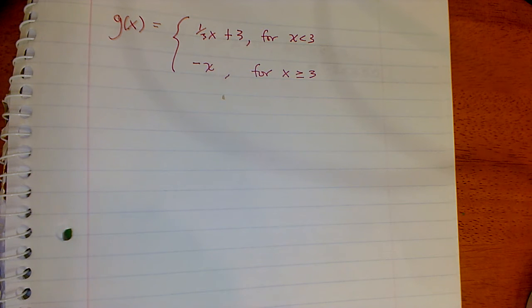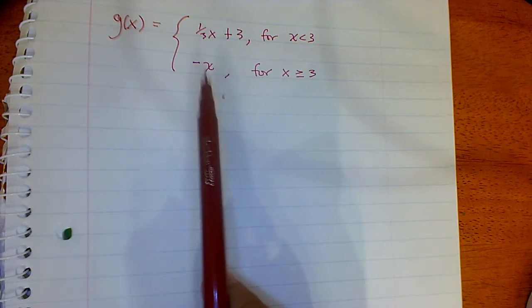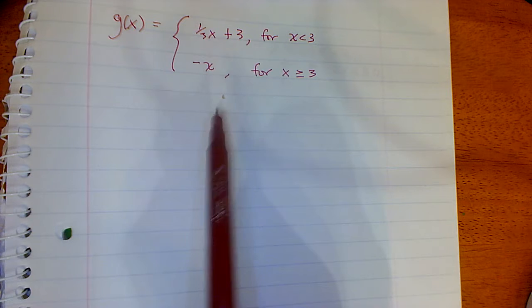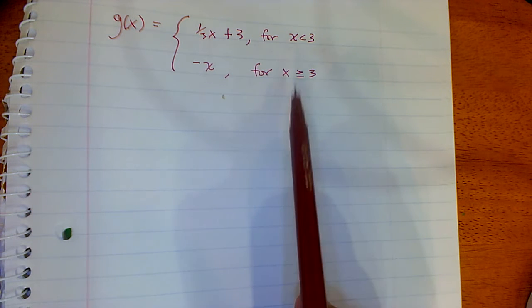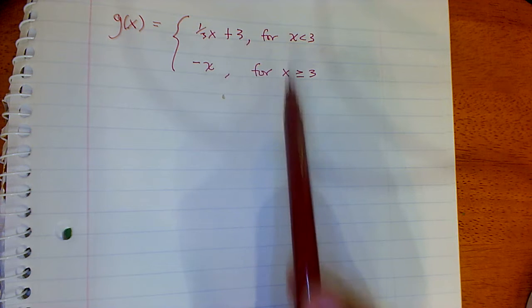So I wanted to go over a few examples of how to graph piecewise functions. When we have a piecewise function, they give us 2, 3, however many different equations that they want our function to be defined for separate portions of the domain.